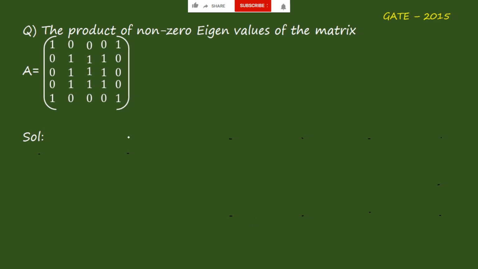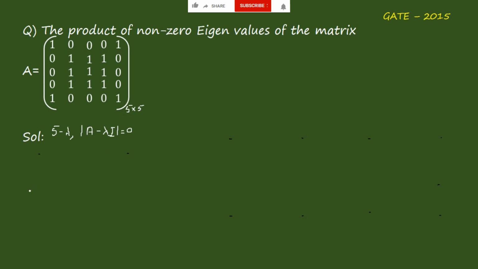Come to the next question. The question is the product of non-zero eigenvalues of a matrix. The matrix is given, it is a 5 cross 5 matrix, so we'll be having 5 different eigenvalues. Now how to find the eigenvalues? We have to find the determinant of A minus lambda I is equal to 0, right?